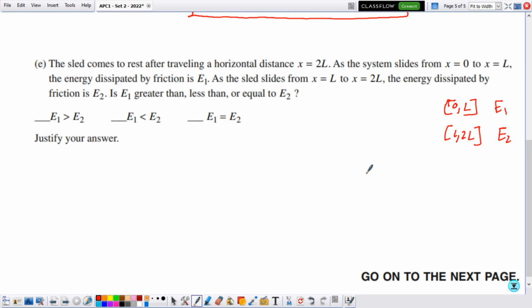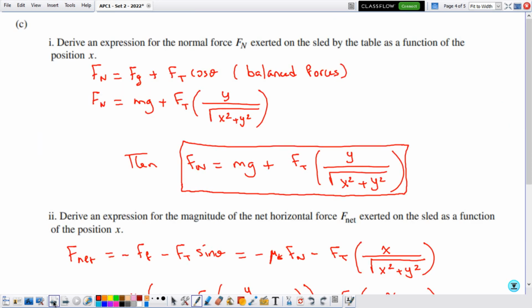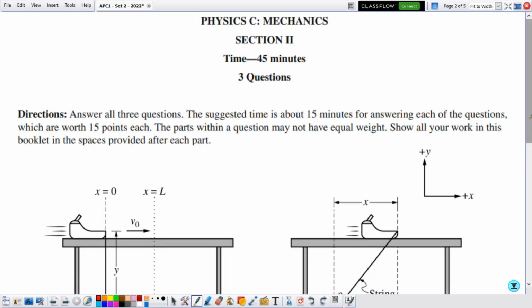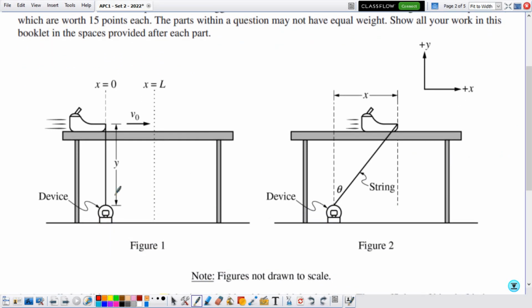Now, how do we know whether the dissipated energy is greater, less than, or equal? This depends on the friction. Friction is a variable force. Friction depends on the normal push, so we need to check how the normal push changes. That would affect the change in the friction, and cause either greater or less energy loss. Now, let's go back to the figure and check what's happening.